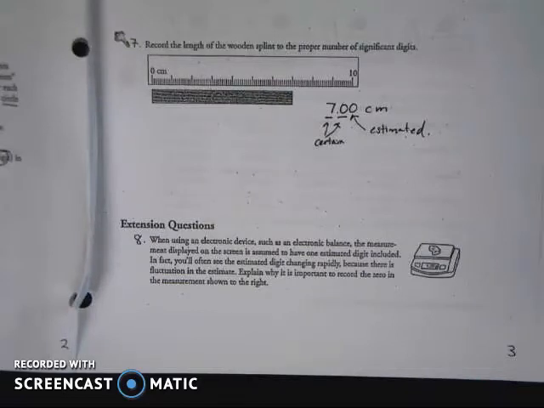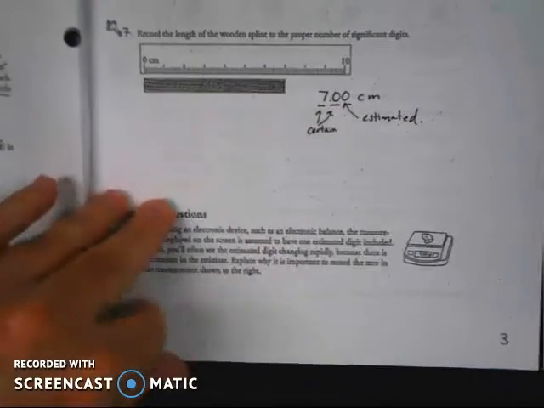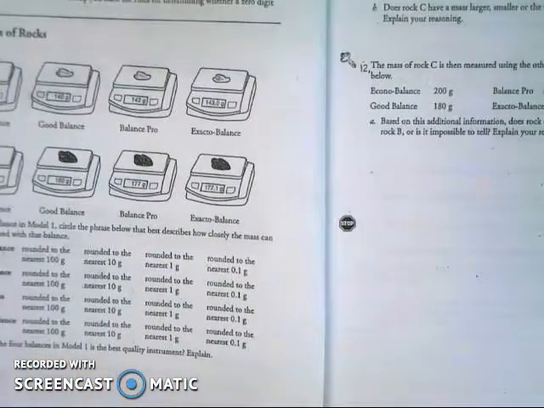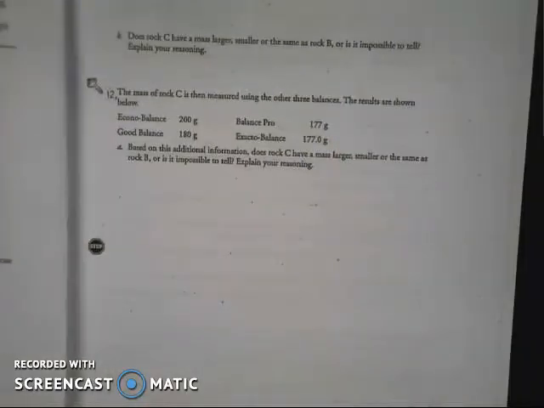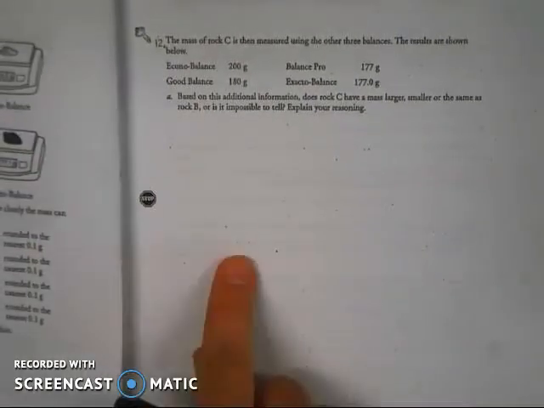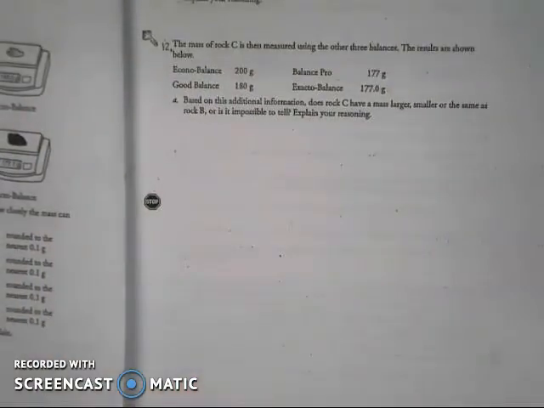Well, the reason being is we always make sure that we have one estimated digit, because that is what we include in our significant digits. So go ahead and complete pages 4 and 5, which is this, through number 12, and stop. So go ahead and pause this, and then we'll go over it.